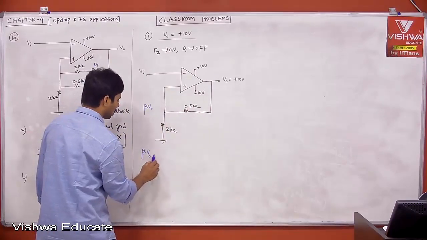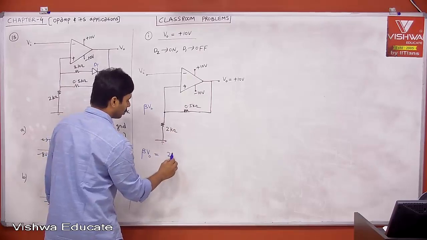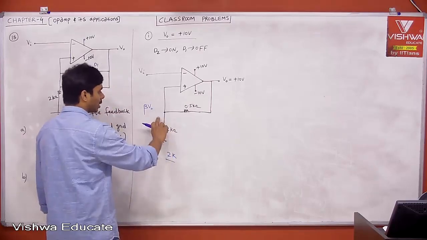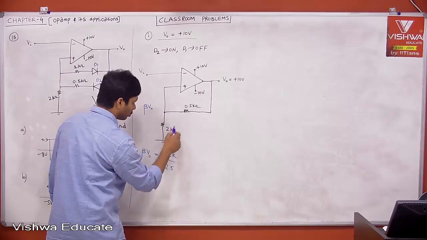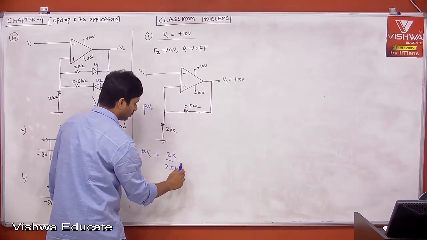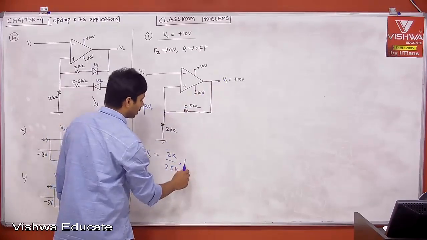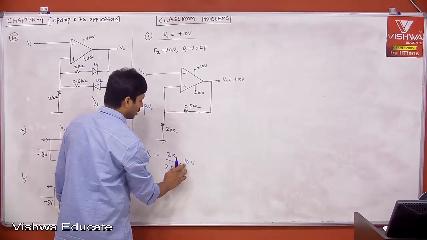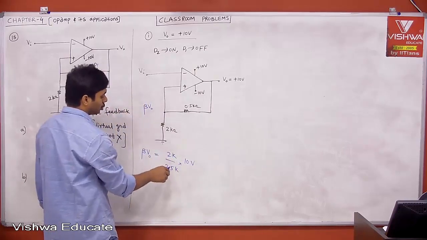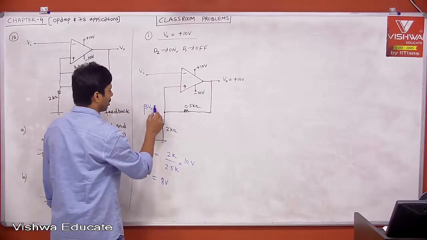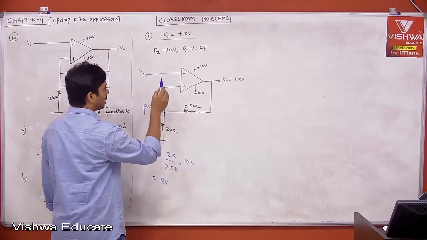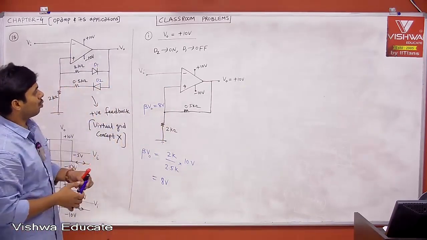Beta V0 is equal to, beta is nothing but 2K, this voltage divider network, 2K divided by 2K plus 0.5K, that is 2.5K, into V0. V0 is nothing but 10. Then tell me what this is. K and K will be cancelled. 2.5 into 4, 8. Therefore, this is 8 volt. Therefore, what is beta into V0? That is 8 volt.